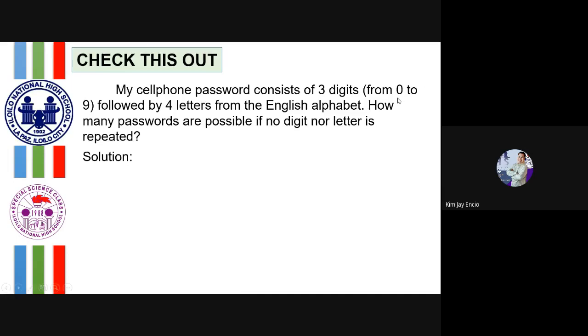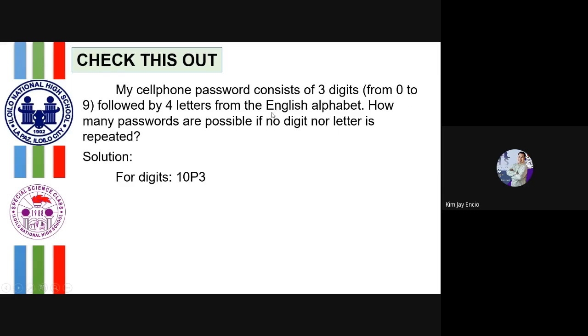The same thing with plate numbers. It's okay to have 0. No problem with that. So for the digits, that's 10 permutation 3. How come? Because there are 10 digits: 0, 1, 2, 3, 4, 5, 6, 7, 8, 9. There are 10 of them, and you are going to choose only 3.